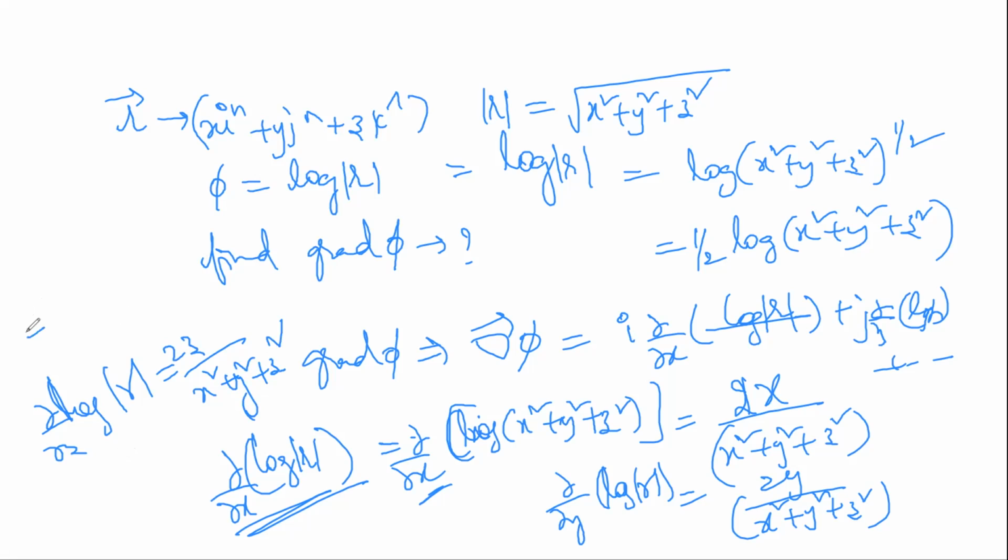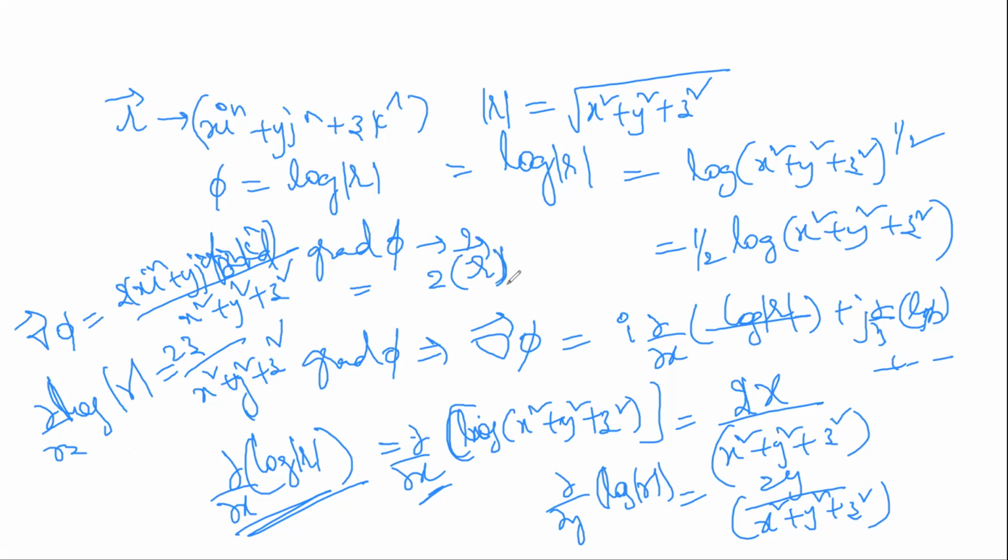So what will we get by this? Gradient of phi will be 2 common into (x i cap plus y j cap plus z k cap) by (x square plus y square plus z square), right? So 2 into what is x i cap plus y j cap plus z k cap? r bar. This is a vector, right? Mod r square, because root of x square plus y square plus z square will be mod r. So what did I get? Grad phi is 2 r bar by mod r whole square.